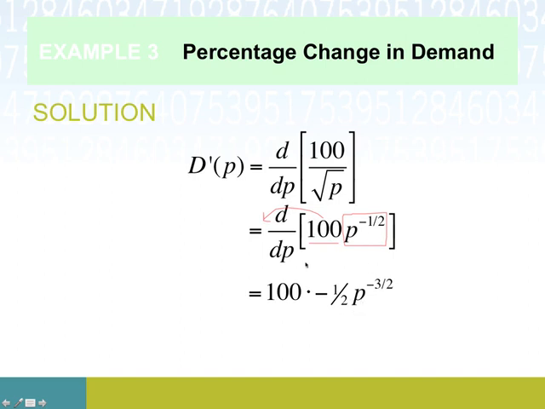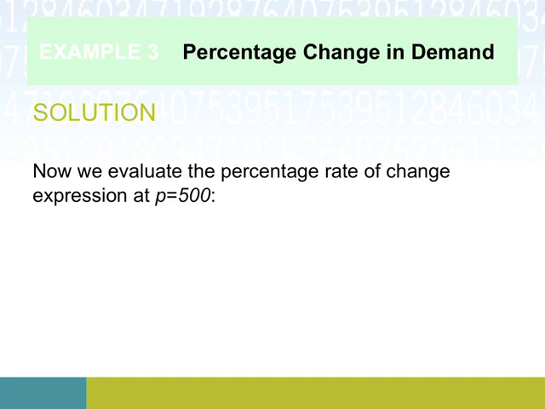So at any rate though, again, notice that the derivative operator has gone away. The d/dp is out of this last expression because we finally did take the derivative. We found the rate of change of p to the negative 1/2 power. So with a little bit of simplification, 100 times negative 1/2, we get negative 50, and then p to the negative 3/2. So now it's time for us to actually plug in this value.